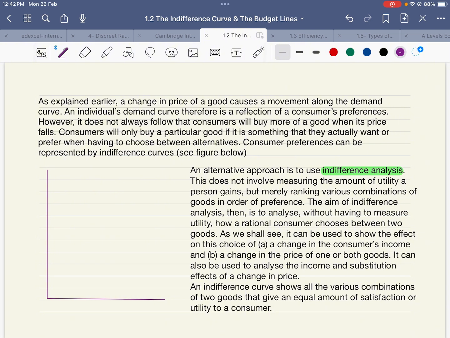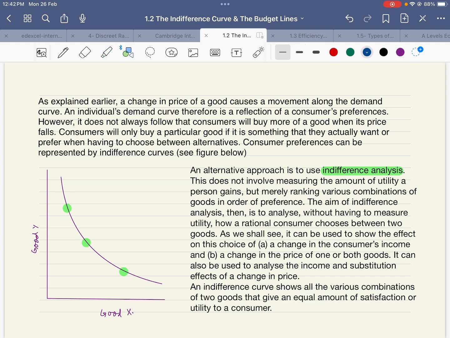On the x-axis we have good X, and on the y-axis we will have good Y. We draw an indifference curve which looks something like this, right? They can consume at any point. The point can be here, can be here, can be here. As long as the point is lying on the curve, the consumer is indifferent to whichever basket or whichever bundle they use. What do I mean by bundle and basket?